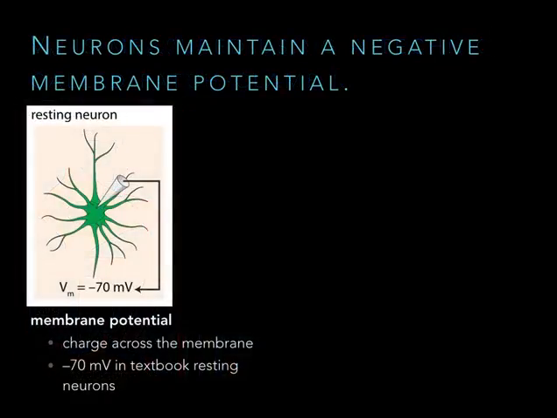Now, if we were to measure the membrane potential of a neuron, we'd find that it's negative, as is really every cell in our body. The textbook value would be -70. Just keep in mind that it fluctuates a bit.